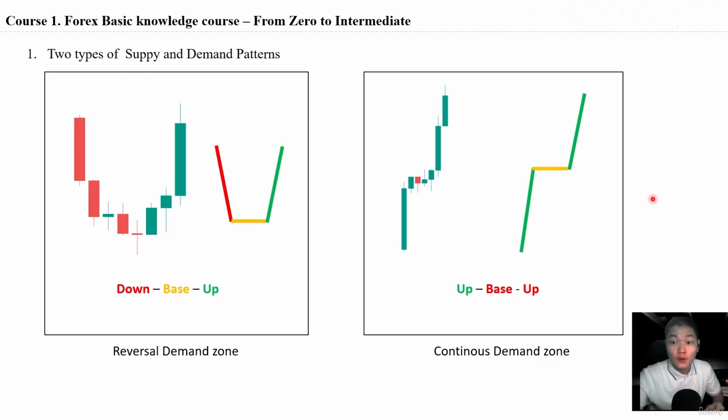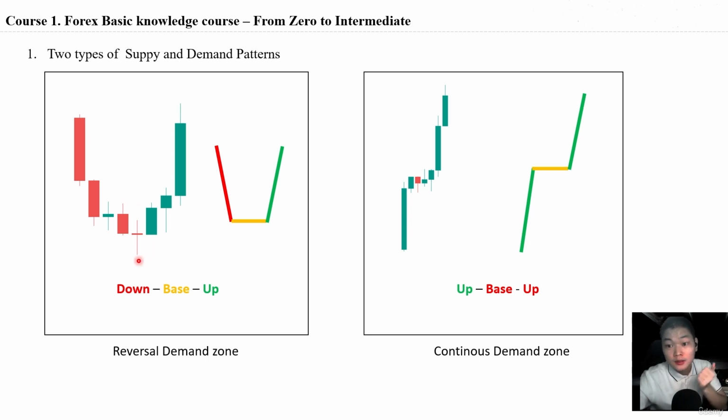When we talk about the two types, we have two main types. The first one is a reversal, and the second one is a continuous zone. And I will give you the theory about the demand zone first. A reversal demand zone means that we have two components, down wave, base, and the up wave. And what is the down wave? From the left side to the right side, price creates a downtrend.